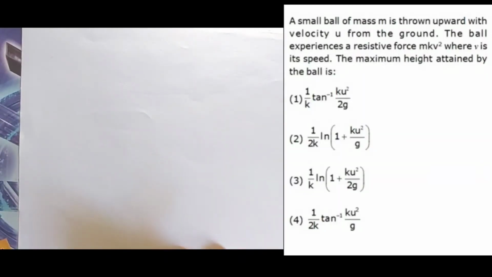A small ball of mass m is thrown upward with velocity u from the ground. The ball experiences a resistive force mkv square, where v is its speed. The maximum height attained by the ball is.